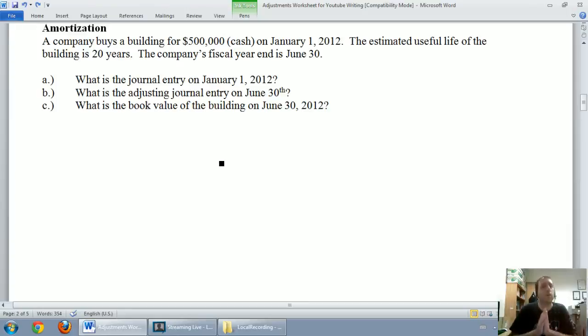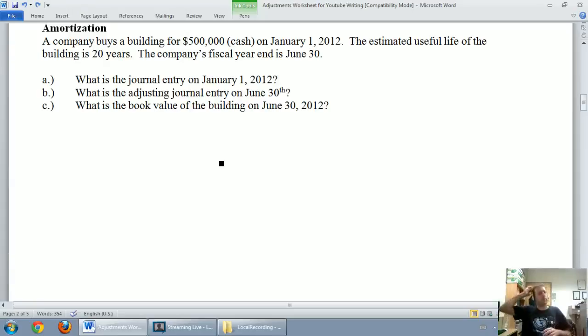So anyway, if you're looking for simple, straight line amortization, no residual value issues, this is the right video for you. So again, amortization is to track the fact that assets lose value over time and as they're used. So here's the example question. A company buys a building for $500,000 cash on January 1st, 2012. The estimated useful life of the building is 20 years. The company's fiscal year end is June 30th.